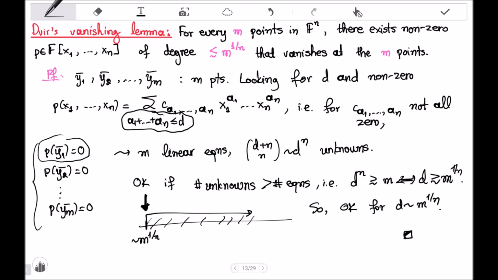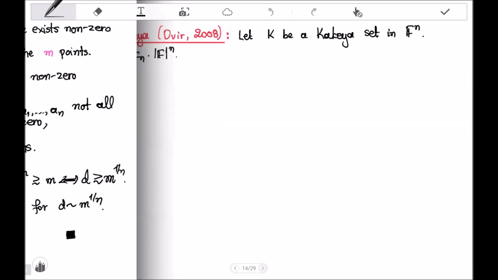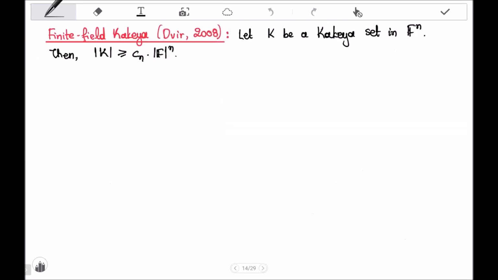So this was just parameter counting and had nothing to do with the structure of the points in space, which makes it in some sense very powerful because it holds always, but also weak because it doesn't take into account the structure. In any case, it was good enough for the Kakeya problem. And here is the solution.